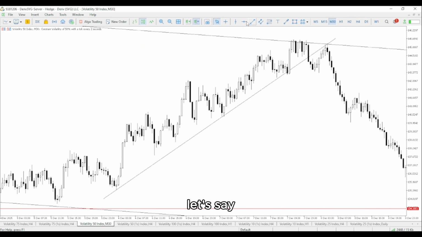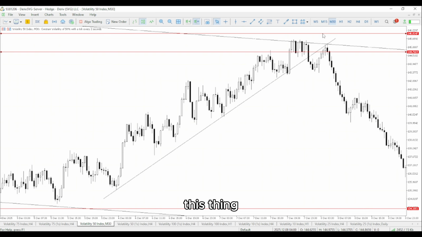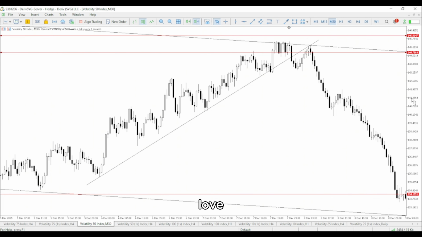So now let's say we took our sell immediately the market closes at this point. You can see how we cut sniper entries. This thing I'm giving to you, I give it to my VIPs, but I'm sharing this out for the sake of love, so people can get this knowledge for free. You understand? So now this is how we cut the sniper entry. You can see immediately we sold, the market started selling.